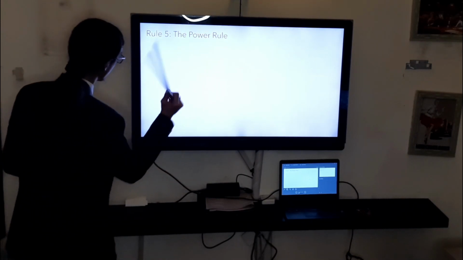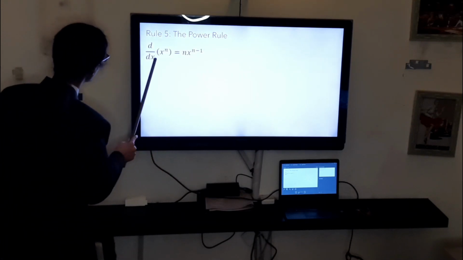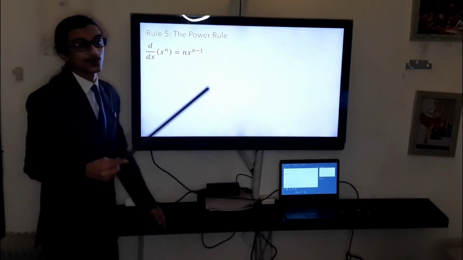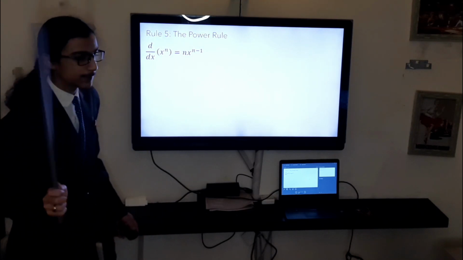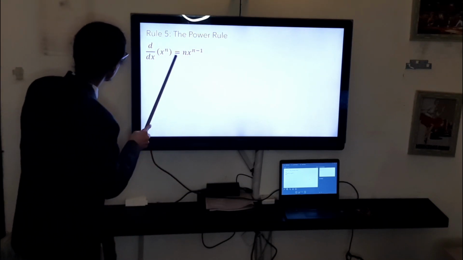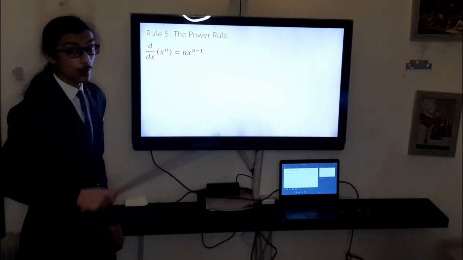Okay, the power rule. Now this allows us to take the derivative of a function x to the power n: x squared, x cubed, anything, even fractional and negative powers, but we'll get to that later. So it allows us to take this derivative. Quite interesting, quite useful.